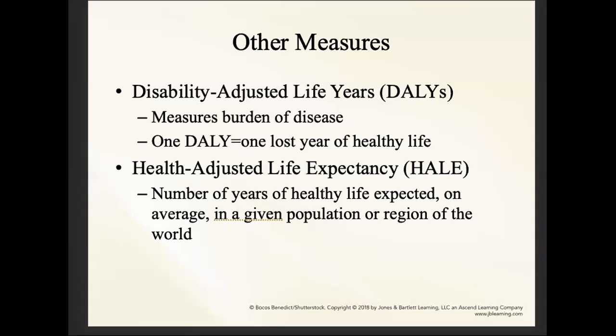Other measures that you should note are the disability adjusted life years, or DALYs. They measure the burden of disease. 1 DALY equals 1 lost year of healthy life. So it's a measure for the burden of disease that takes into account premature death and loss of healthy life resulting from a disability. Another important measure is the health adjusted life expectancy, which is the number of years of healthy life expected on average in a given population or region of the world.